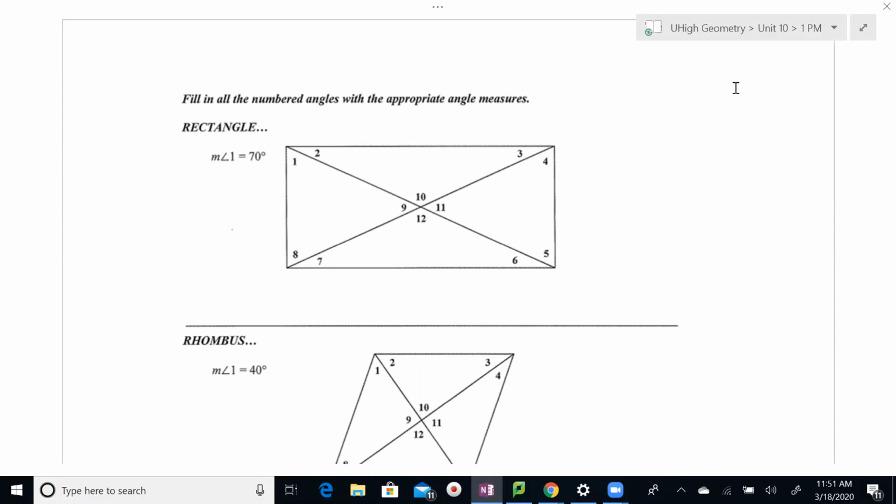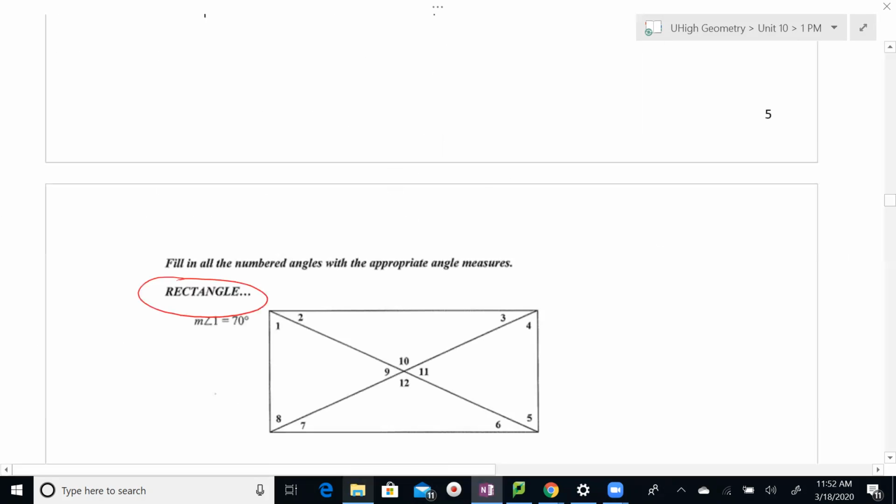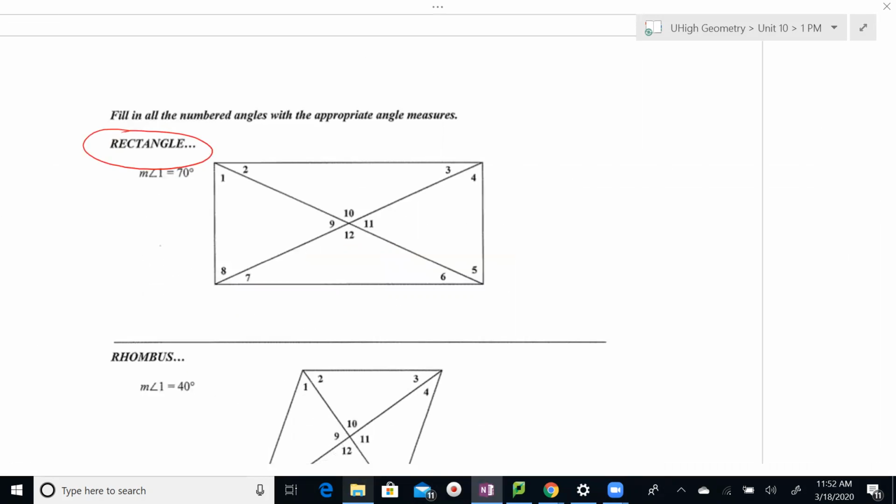So what we want to take a look at when we're looking at this question is first, what shape are we looking at the properties of? So we're looking at a rectangle, and this tells us the measure of angle 1 is 70 degrees. So I'm going to go to angle 1 and write 70 degrees.